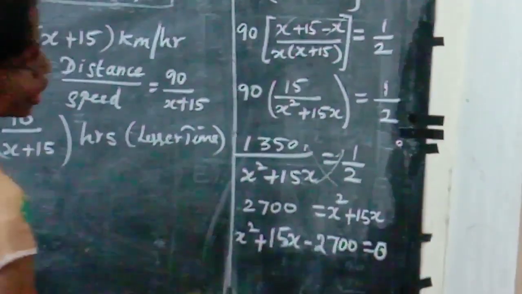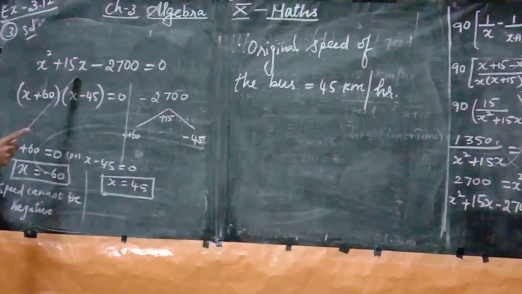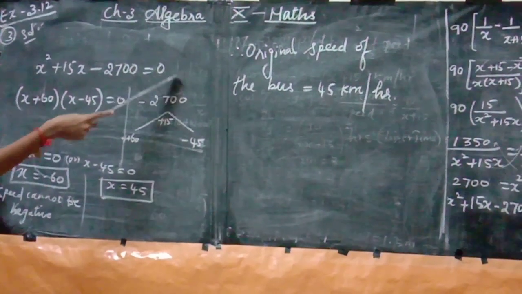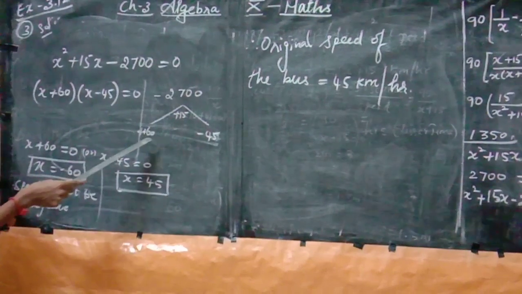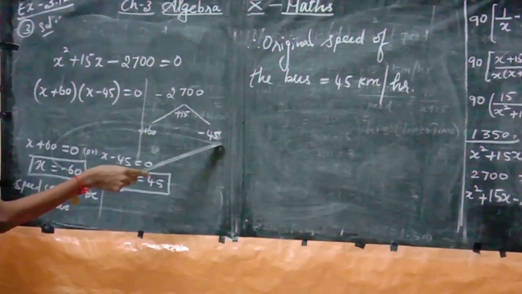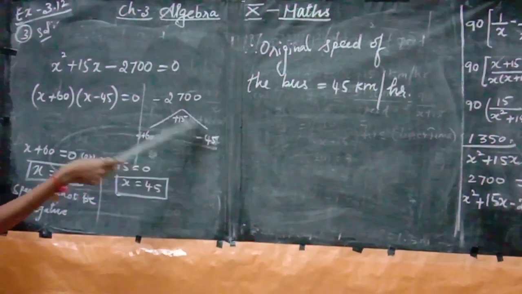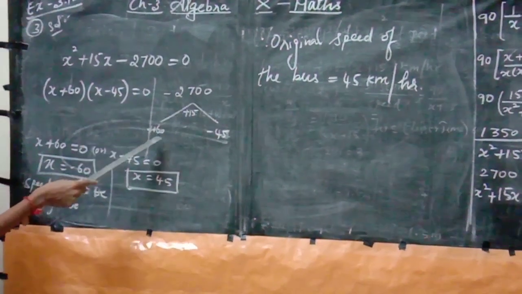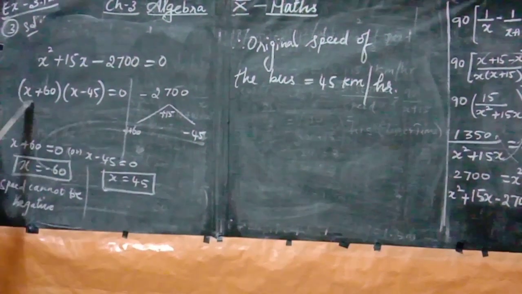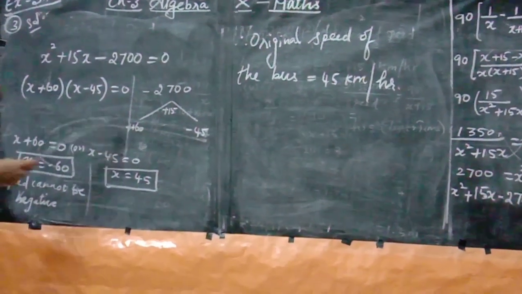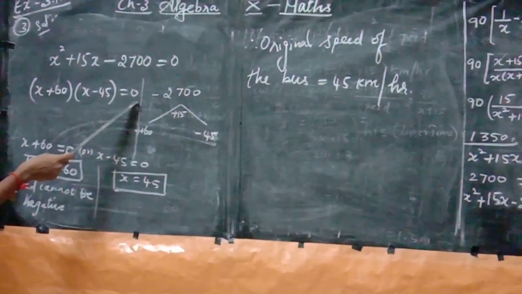Now it is in standard quadratic form: x square plus 15x minus 2700 is equal to 0. Minus 2700, split this into two factors: plus 60 and minus 45. When multiplying these two numbers, we get minus 2700, and when adding these two numbers, we get plus 15. Here x plus 60 is one factor and x minus 45 is another factor.